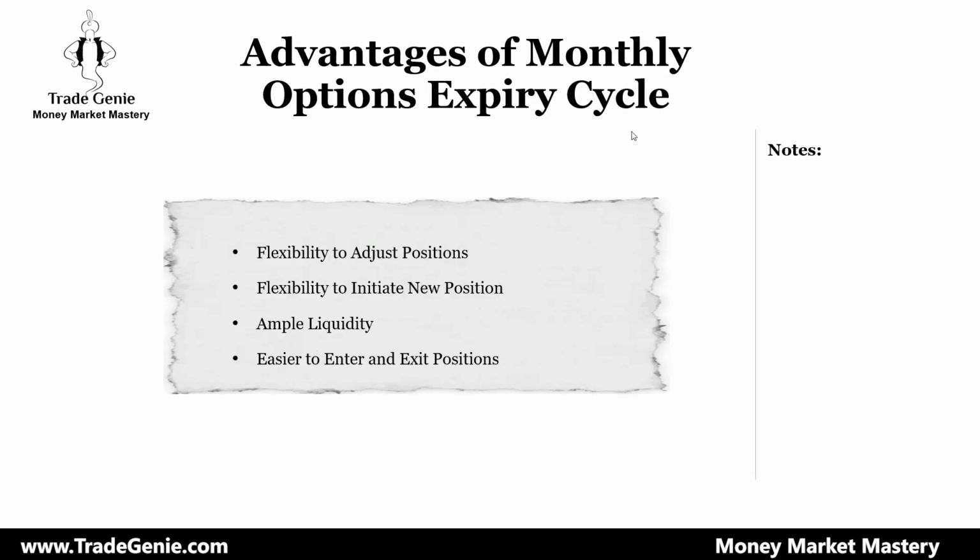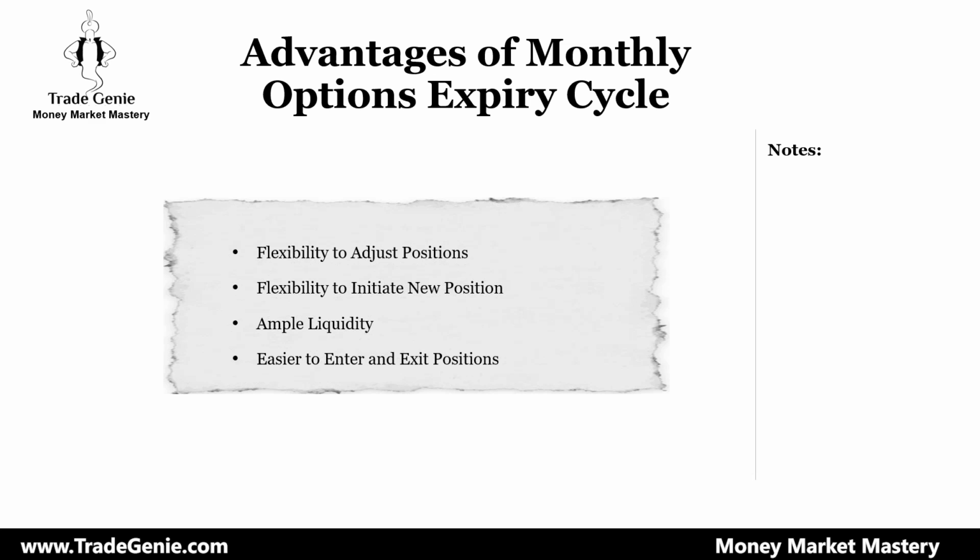So what are the advantages of the monthly option expiry cycle? Flexibility to adjust the position. So you have quite a few choices. When you open your option chain, you will see right now the month of August listed. Options for August are expiring next week. You will also see the month of September listed, and for some, you will see either October or November or December.